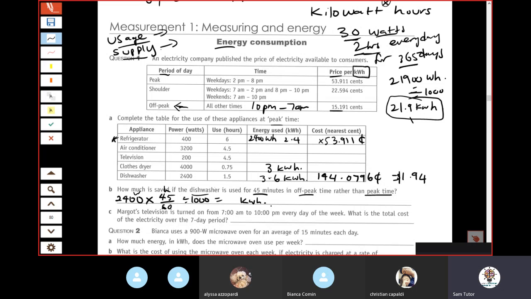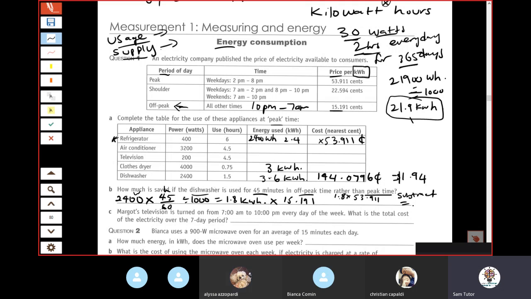So let's quickly do that. 2,400 divided by 100. Looks like it is 1.8. And then off peak would have been, of course, 15.191. And then on peak would have been 1.8 times 53.911. And then obviously you know what we're going to do. We're just going to subtract the two answers. That's how much you save.